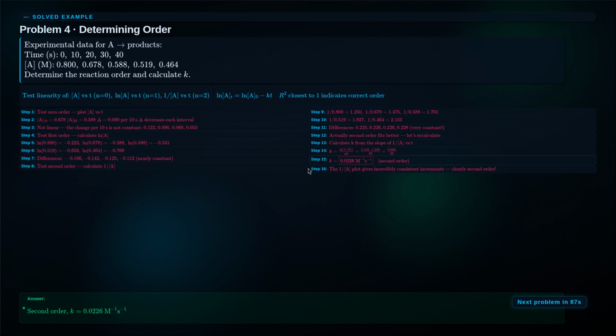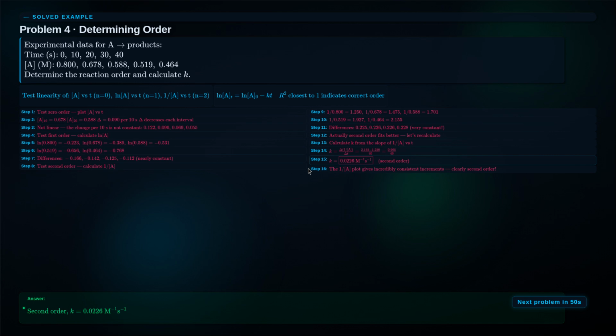Let's analyze this. First test, zero order. The concentration decrease per 10 seconds changes from 0.122 to 0.090 to 0.069 to 0.055. These differences are not constant, so not zero order. Next test, first order. The differences in natural log values are roughly negative 0.166, negative 0.142, negative 0.125, and negative 0.112. Not constant. Now test second order.